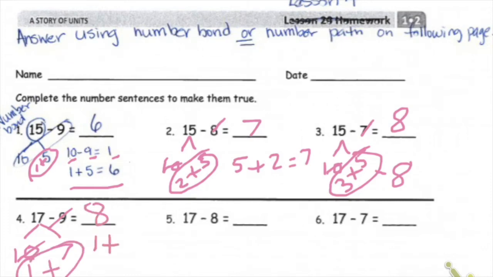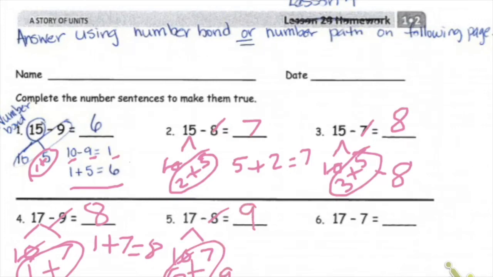And let me go ahead and write that on to the side as well. And then this one, 17 minus 8, 10, 7. Take 8 from 10. There's 2 left. 2 plus 7 equals 9. And then this next one, 17 minus 7, again, is going to be 10, 7. Take 7 from 10. There's 3 left. 3 plus 7 equals 10.